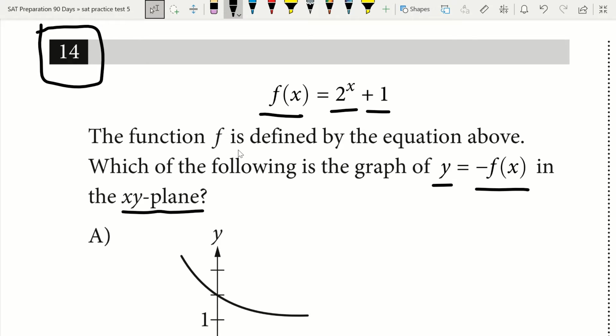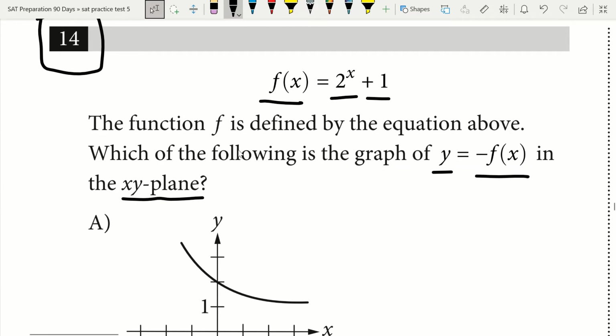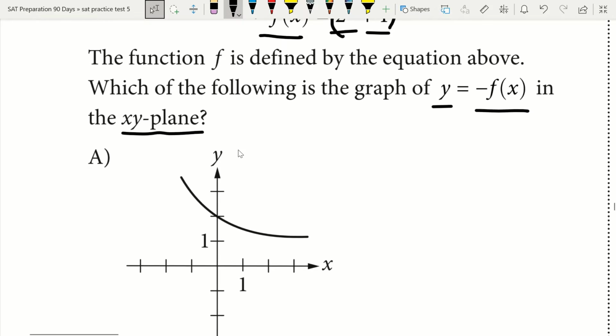Well, if we're going to do this, we know that y is equal to negative f of x. So what we're going to do then is take f of x, and we're just going to put a negative sign in front of this 2 to the power of x and this plus 1. So we put a negative sign in front of that. Now we have negative f of x. So all we're going to do then is graph this equation.